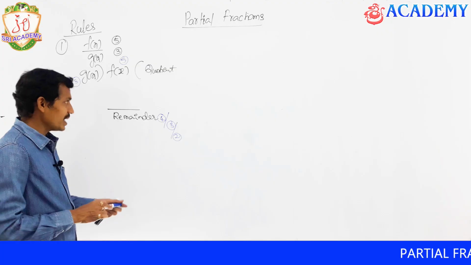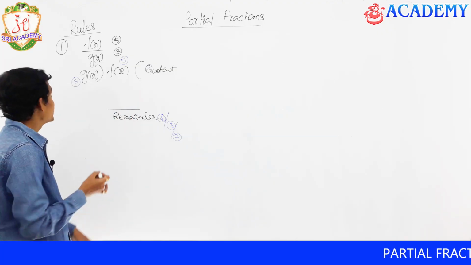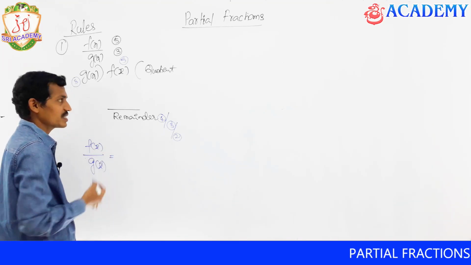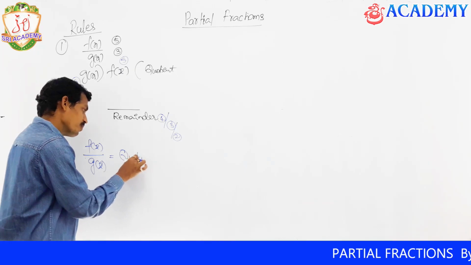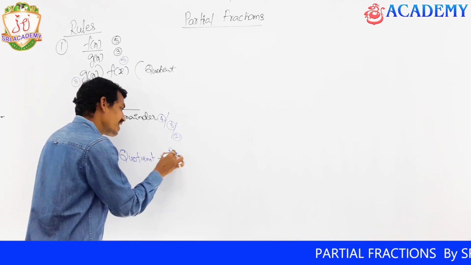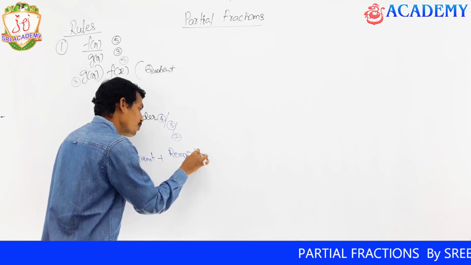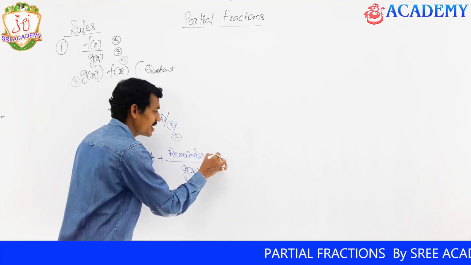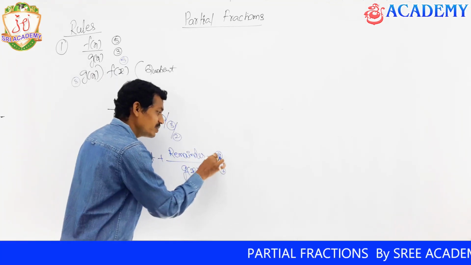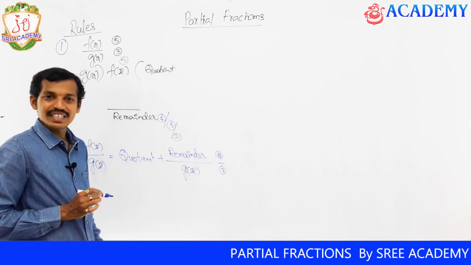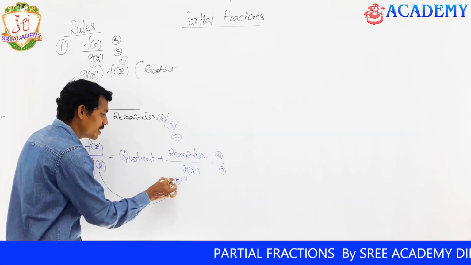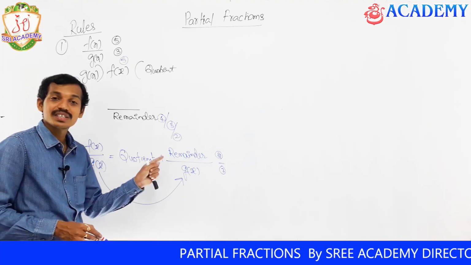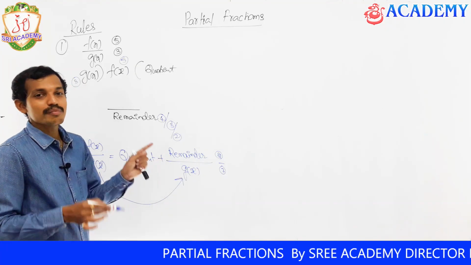Based upon these two values, the quotient and remainder, we write this improper function f of x by g of x equal to quotient plus remainder by our divisor, that is g of x. Now see, the remainder degree in our example is 2, divisor degree is 3. This 2 is less than 3, that's why this improper is converted to proper. Based upon this equation, the improper is converted to proper. Why? Because propers are going to have partial fractions.